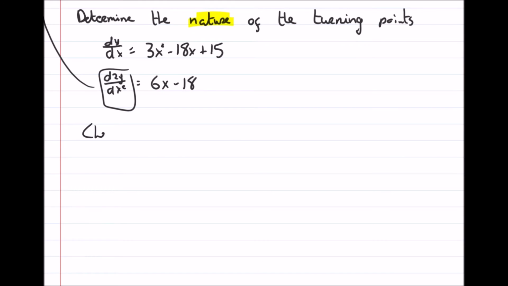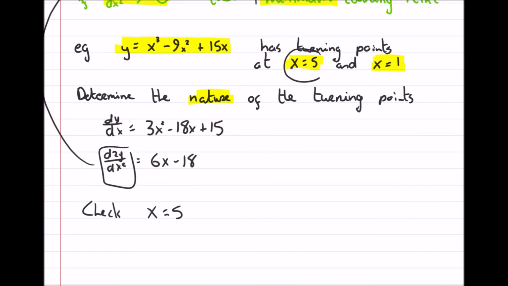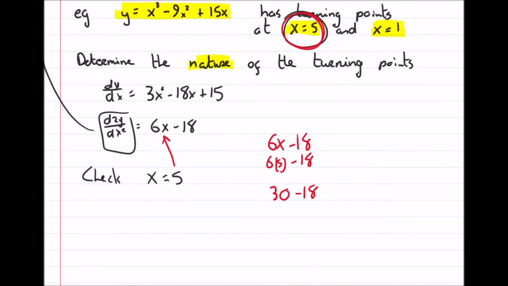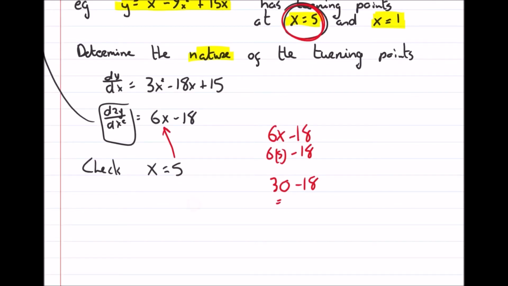So I'll check x equals 5, okay, this one here. So this x equals 5, check that. So put 5 in for x. So we have 6x minus 18. So 6 fives minus 18. 6 fives are 30 minus 18, which will give me 12. Now, 12 is greater than 0.